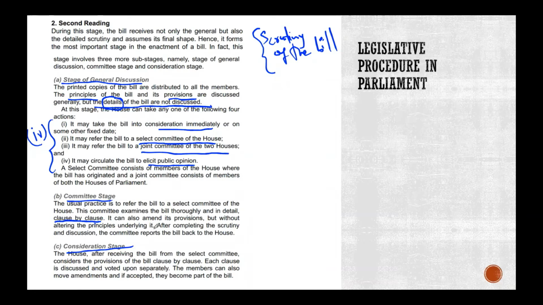And in the consideration stage, the House, after receiving the bill from the select committee, will consider the provisions of the bill clause by clause at this particular point. Each clause is discussed and voted upon separately. And in voting also, you guys know what the different ways of voting are, right? What are the different ways? Can you give me some examples? Kangaroo, compartments.